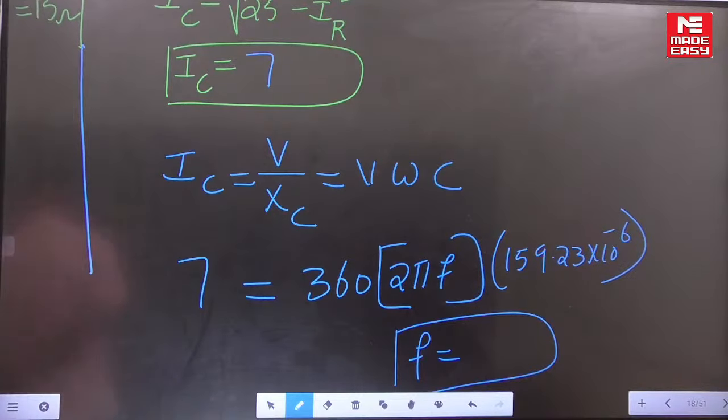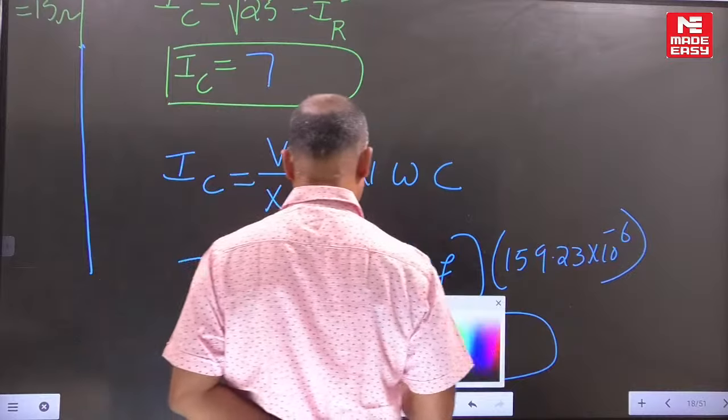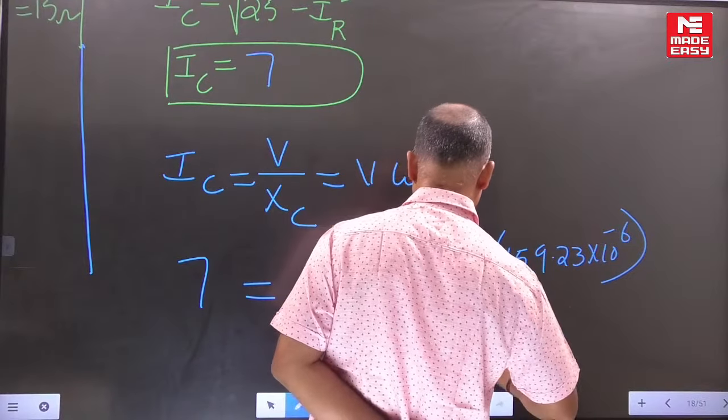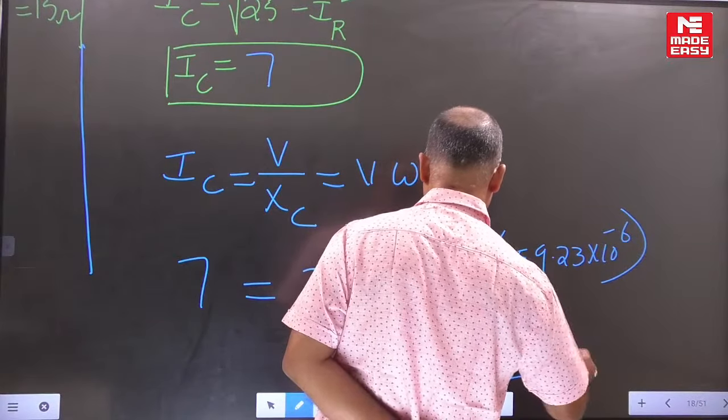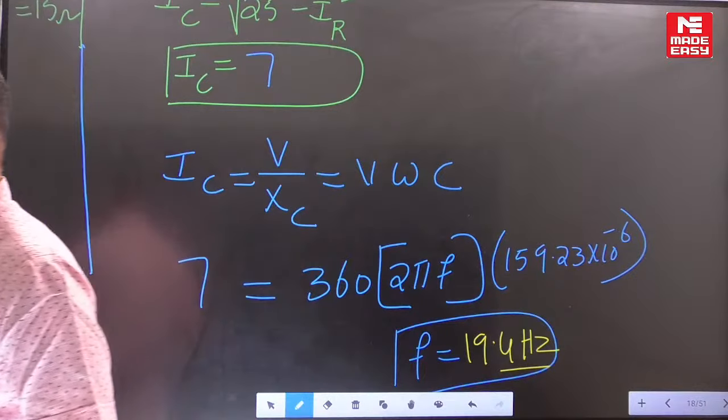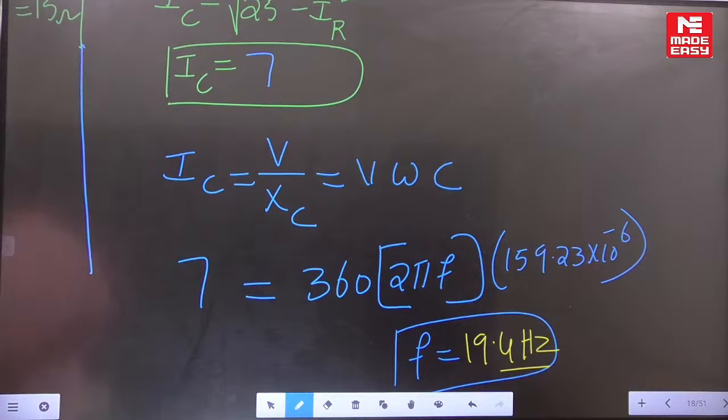Check karo. Many students are saying 19.4 Hz. Is it correct? 19.4 Hz. Check karo. Is it correct? 19.4. Very good.